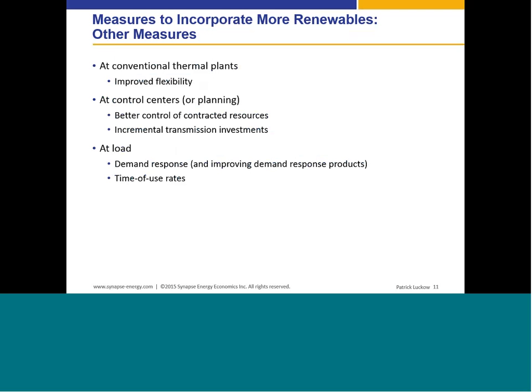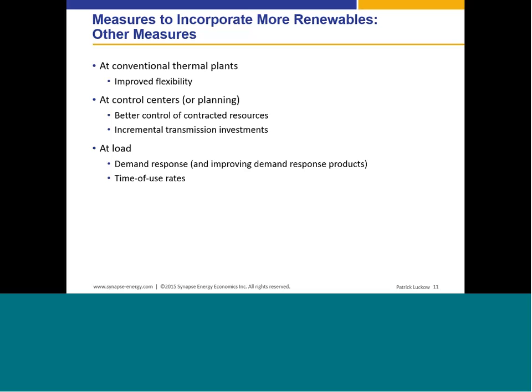There's a few other simple things that I just wanted to mention. At conventional power plants, you can do some simple retrofits to increase the flexibility and reduce the minimum operating levels. One of the ancillary benefits of these types of retrofits is as you increase the flexibility, you probably reduce the number of times the plant needs to shut down entirely, so you reduce the number of starts, which can impose a real cost on the system.